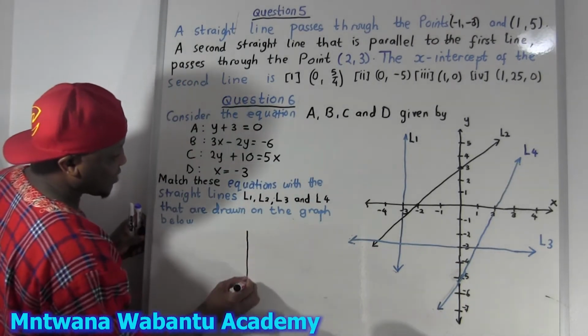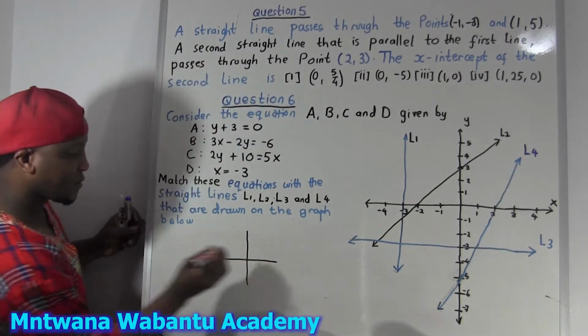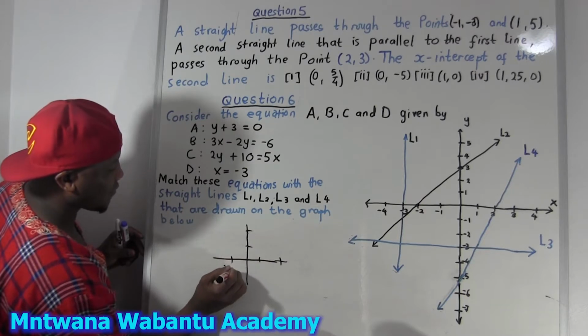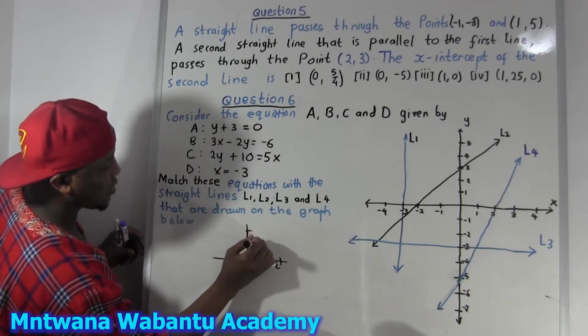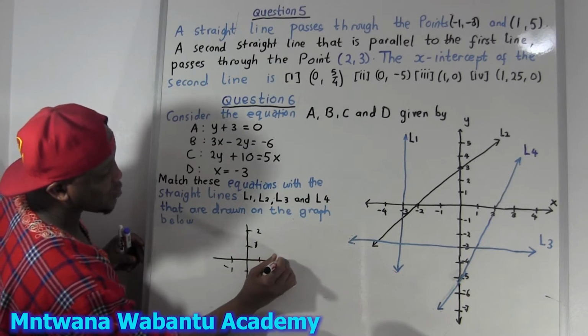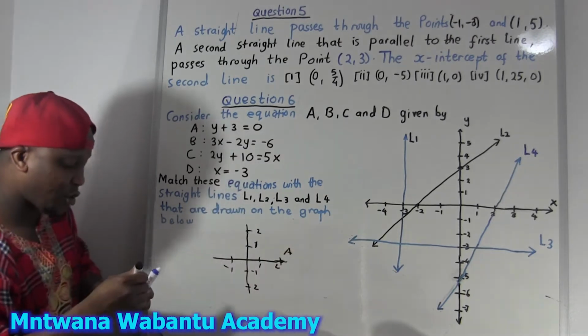Okay, let's say you have a Cartesian plane here. Let's say this is 1, 2, 1, 2, -1, 1, 2, 3, 1, 2, -1, -2. Let's say this point here is point A. So what is the coordinate of point A?